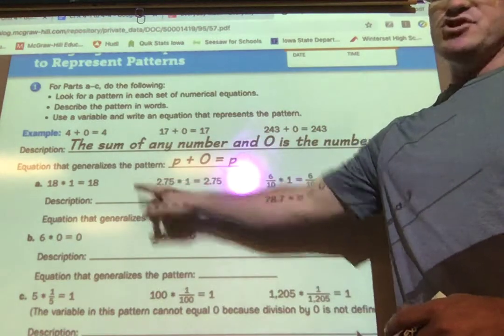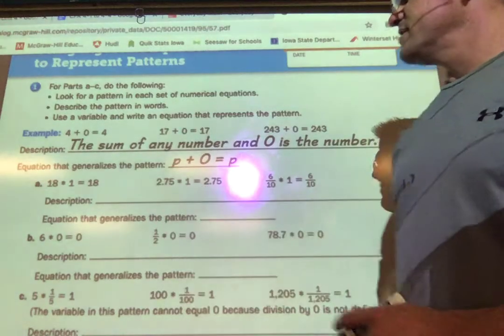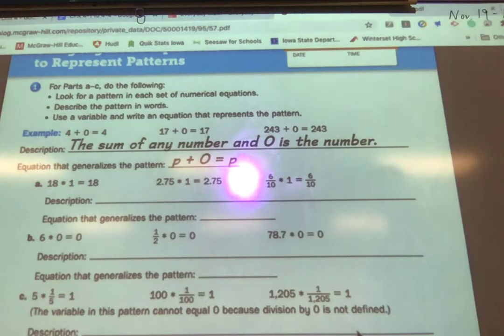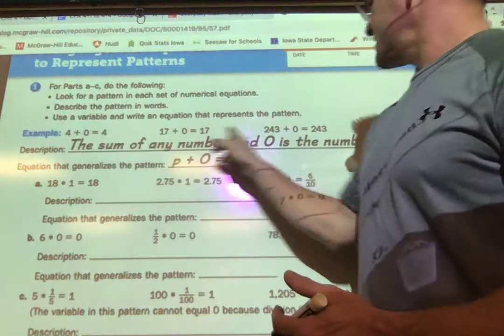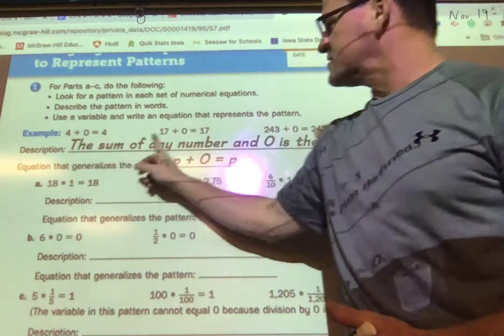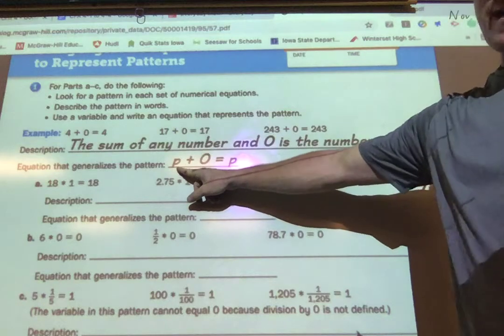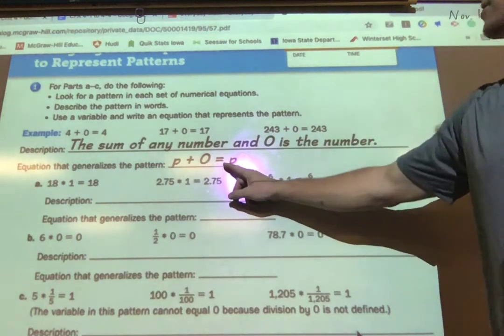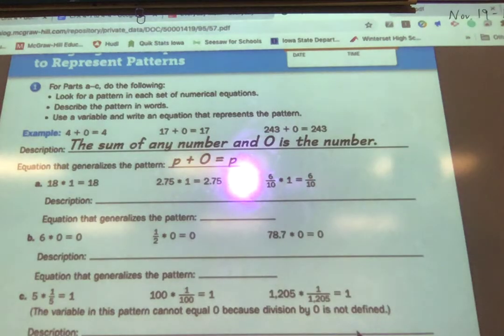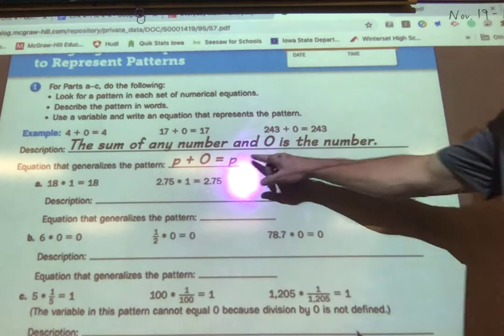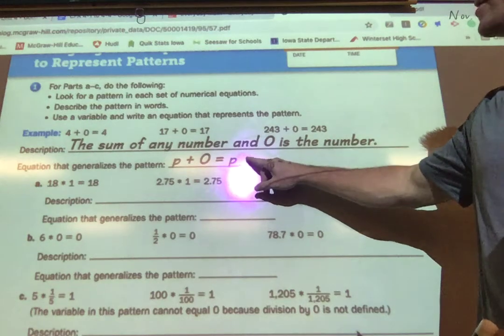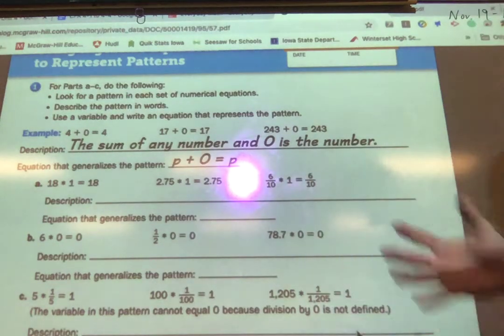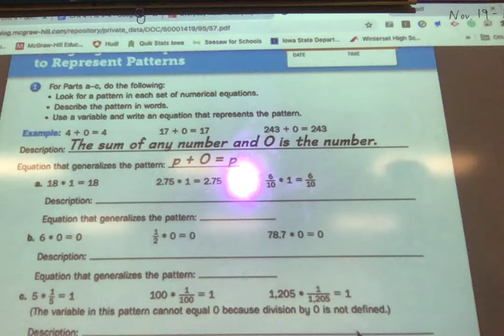The new part is to be able to generalize this now, and we have to be able to use a variable to show that this works for any number. So notice the 0 stays the same in every one of these. What changes is the first number. So let's just call that p. So p could be any number plus 0 will always still equal p. Okay, so again, that's something you've known for a long time, but we're just doing it with equations now and algebra with a variable. So now we generalize it to work for any number we plug in for p. All right, so again, that's the kind of stuff we're looking for to be able to do today.